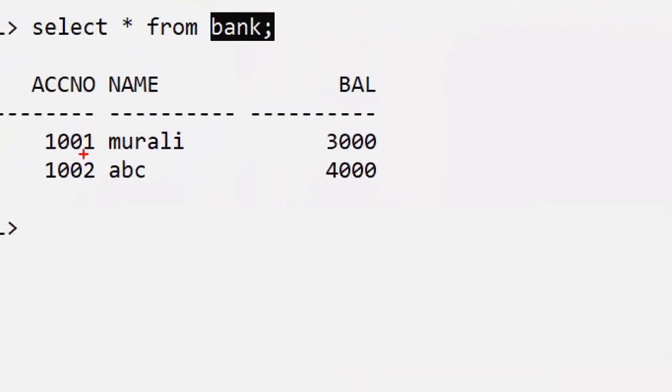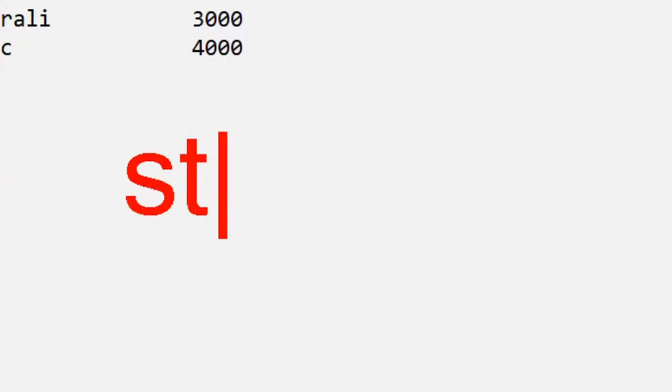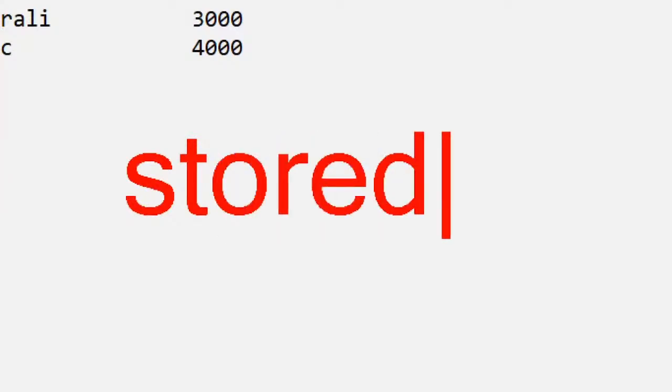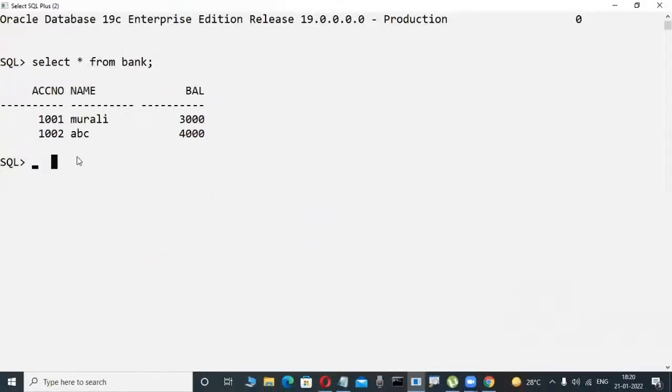In this bank table, I try to withdraw some money. For that purpose, I'm writing some code in PLSQL. You don't have an idea about what I'm writing, so observe logically whether it works correctly. Don't write it down. Stored procedures are a concept in Java, .NET, Python, and also in MySQL, SQL Server and Oracle. In stored procedures, these types of logical conditions are written. In our course, that is PLSQL.